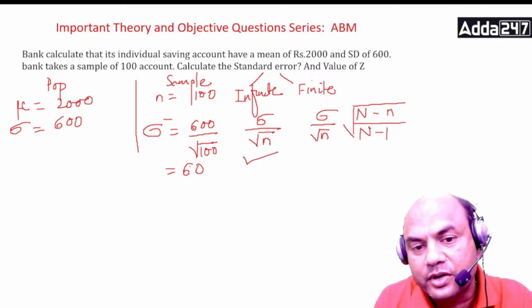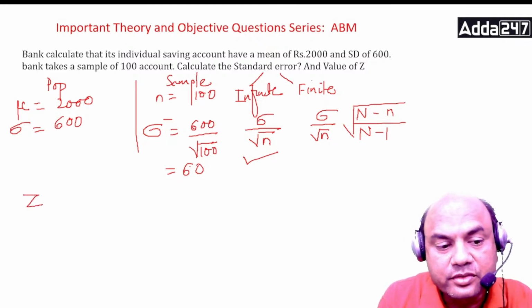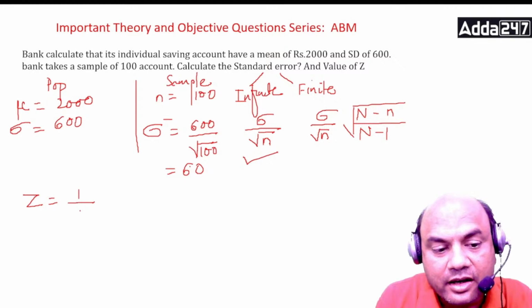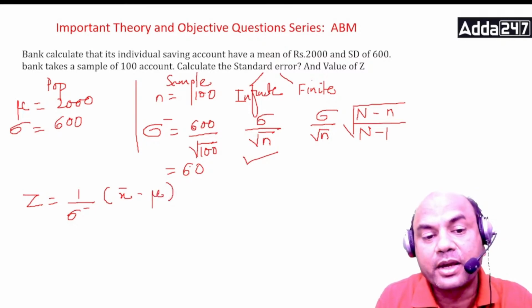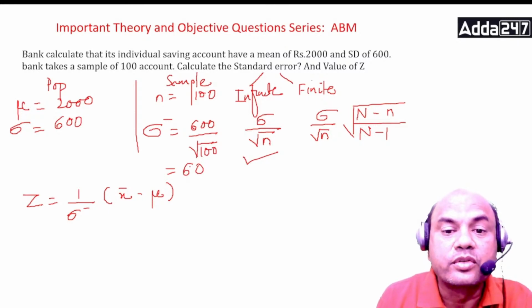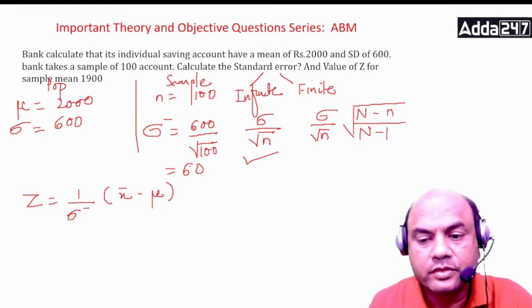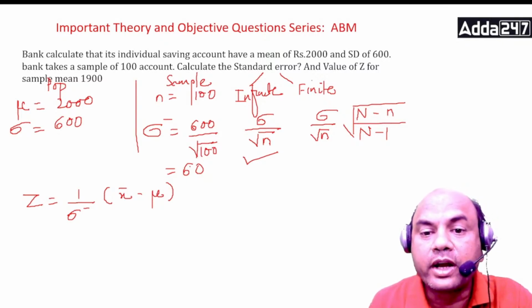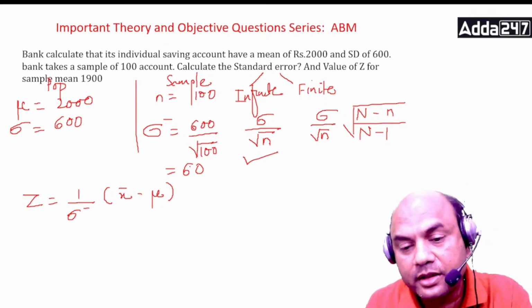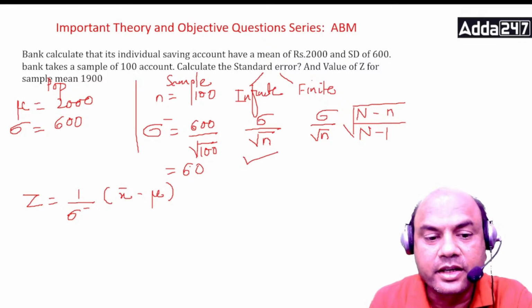So the first answer I have got, the standard error. Now the value of Z. Z equals 1 upon the standard error, sigma x bar, into x bar minus mu. Got it? So what is x bar? Here the x bar will be given in the exam. See this, I have added this point: find the value of Z for the sample mean of 1900. So x bar is always the sample mean. So in our case, x bar is 1900.